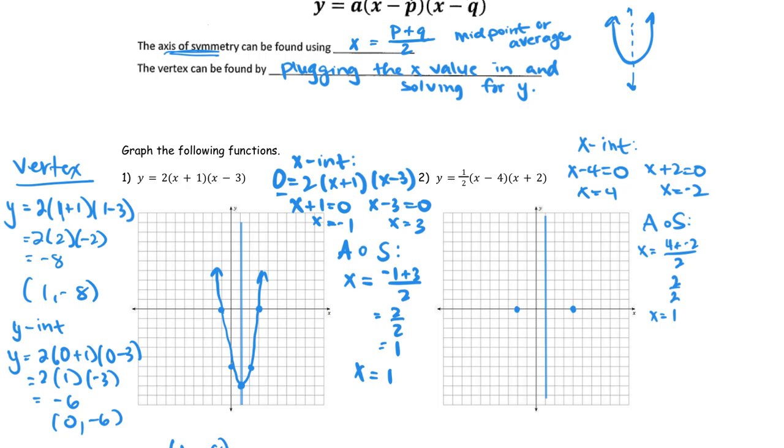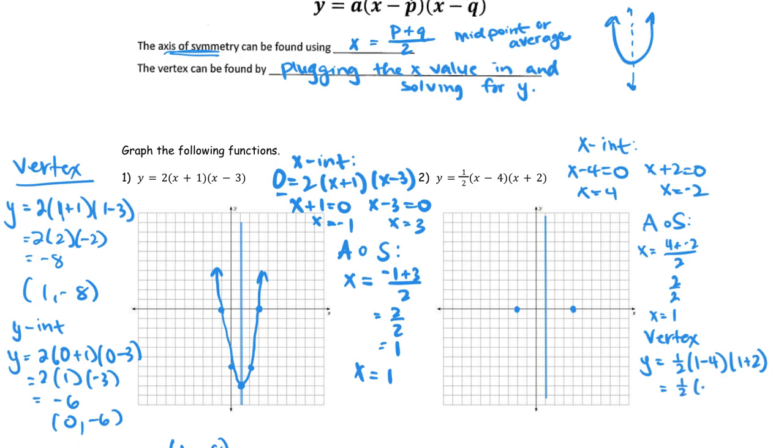And we can see again that our graph is opening up because this is a positive a value, but it's going to be a little flatter because it's 1/2. So we'll still expect our vertex to be somewhere here. To find it, we're going to plug this in for x and solve for y. So we put in that 1 value for our x, and now we're going to simplify.